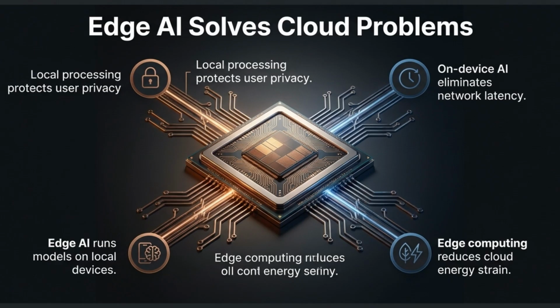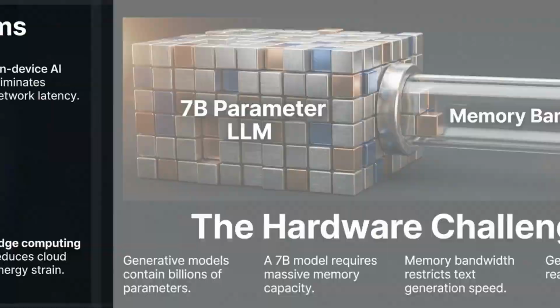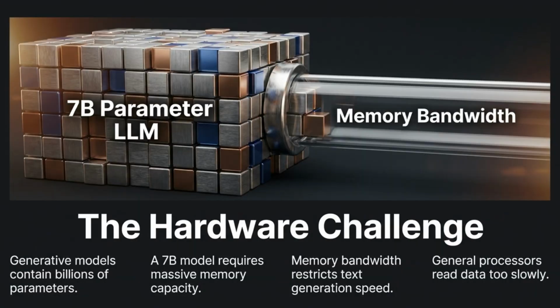Edge AI solves these cloud limitations. By running models locally, it protects user privacy, eliminates network latency, and reduces the energy strain on centralized cloud infrastructure. However, running large models on a device presents a major hardware challenge. 7 billion parameter models require massive memory capacity, and standard memory bandwidth often restricts how fast text can be generated.